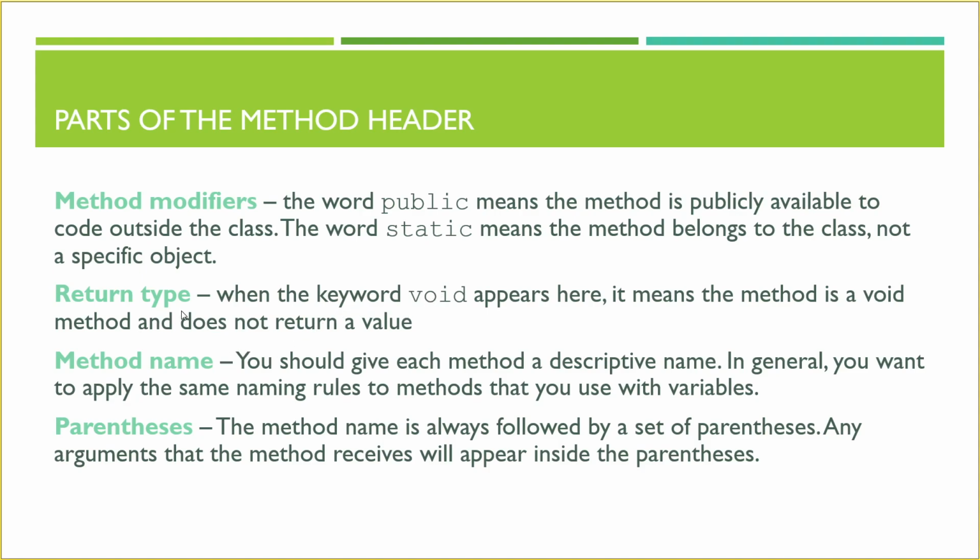Method names, you should give each method a descriptive name. In general, you want to apply the same naming rules to methods that you use with variables. So if you remember, our naming conventions are camel case with our variables. So we capitalize every word except for the first one. Parentheses, the method name is always followed by a set of parentheses. Any arguments that the method receives will appear inside of these parentheses.